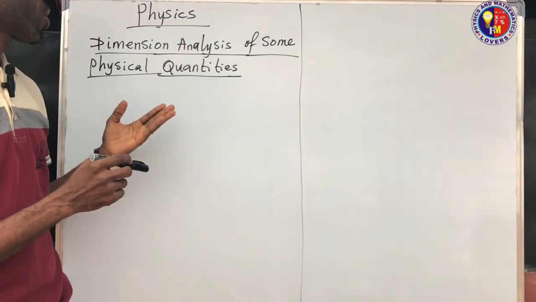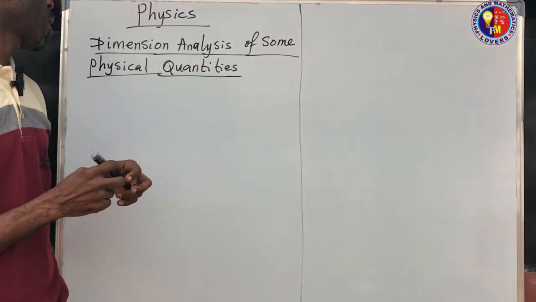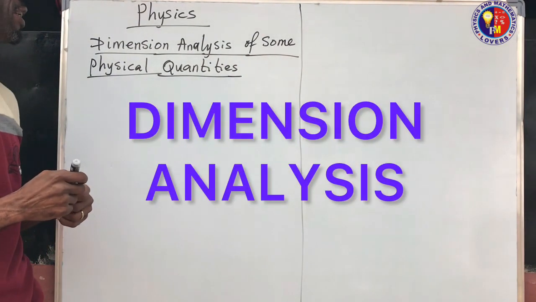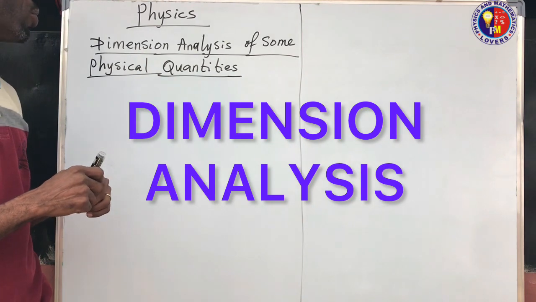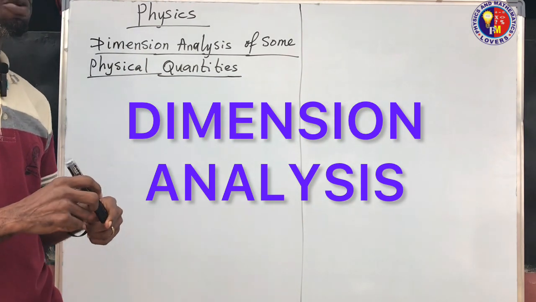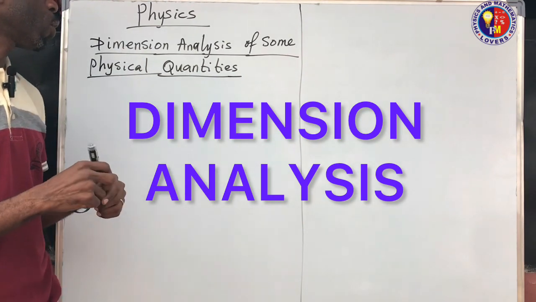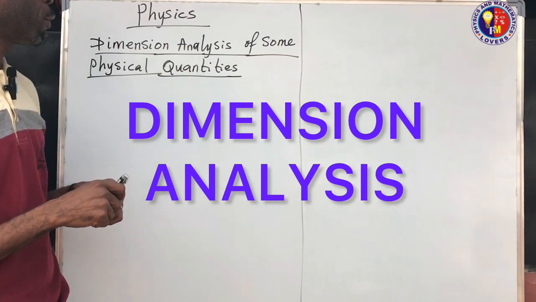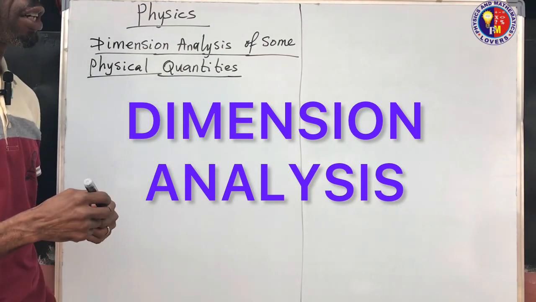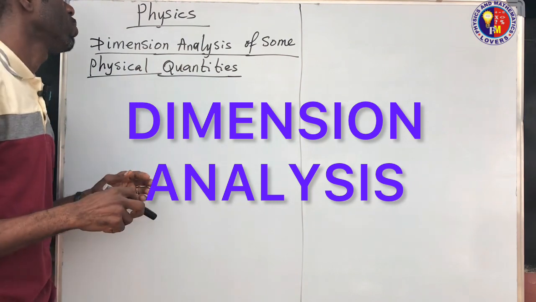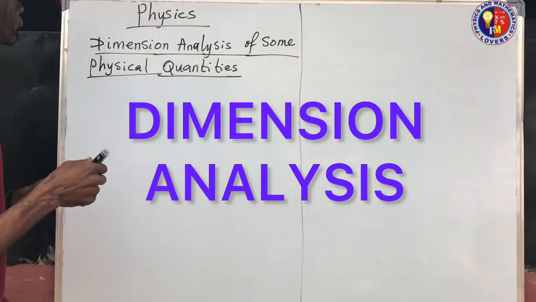Before us here today is a topic on physics. The topic says dimension analysis of some physical quantities. In my previous video, I gave an explanation of fundamental and derived quantities. Today, we want to know their dimension.